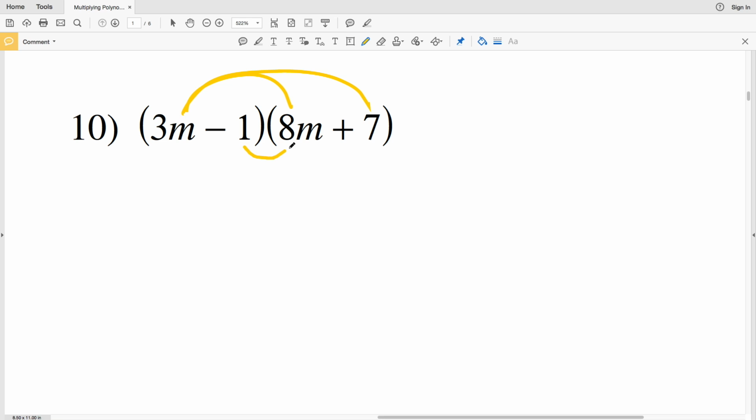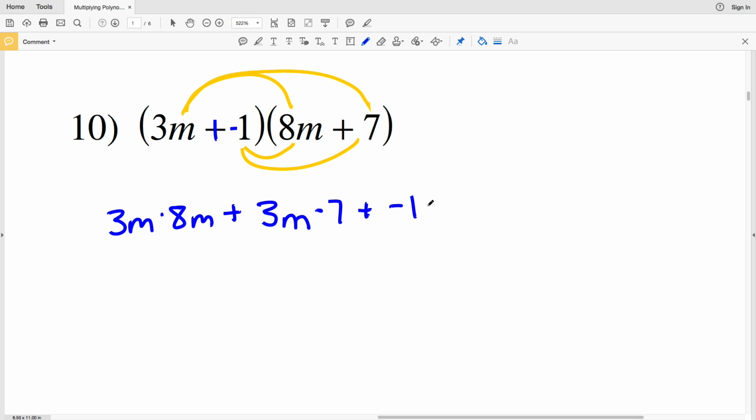First, outside, inside, last. And again, this is preference, so if you want to leave them as subtraction, just remember that when writing everything out, you're going to have to take into account that some of those terms are not added, but subtracted. But if I just switch it in the beginning, I can add all my terms. So 3m minus 1 is now 3m plus negative 1. So first term, 3m times 8m. Outside term, 3m times 7. Inside term, I'm adding negative 1 times 8m. And then again, I'm adding negative 1 times 7.